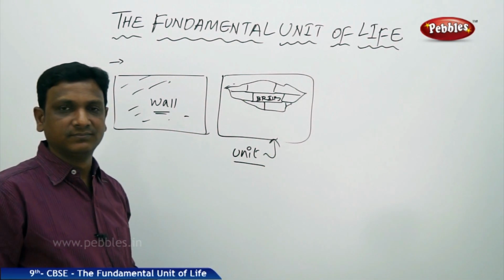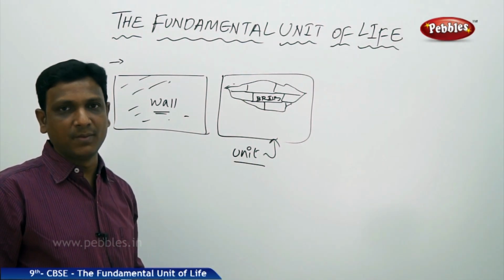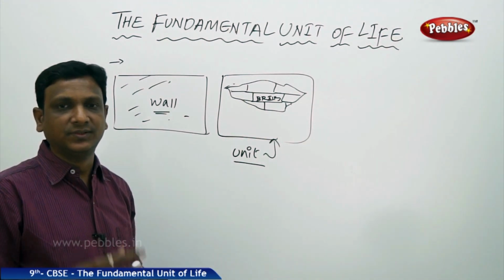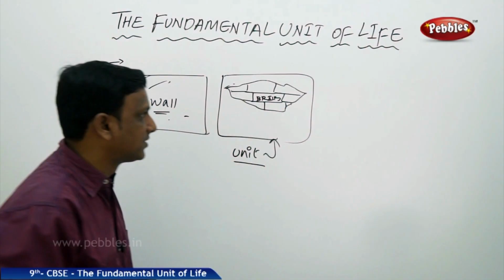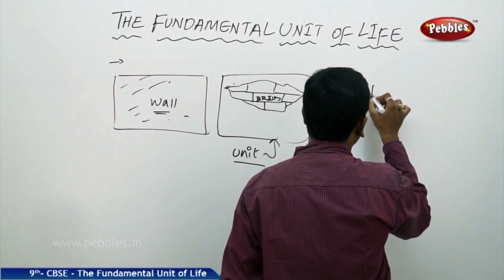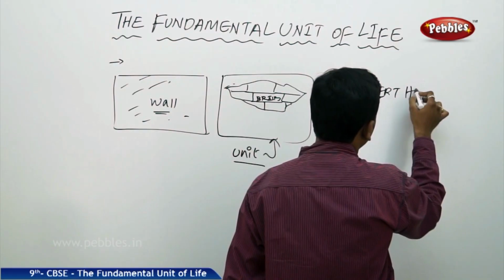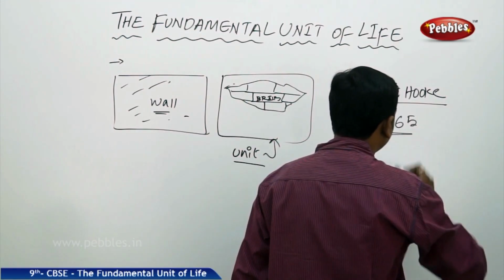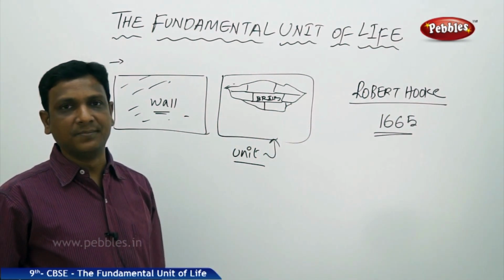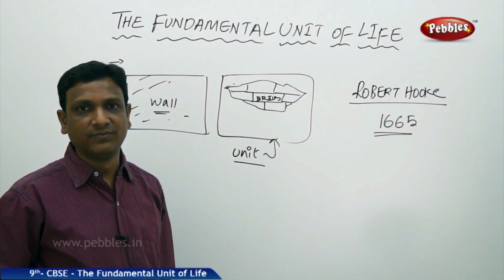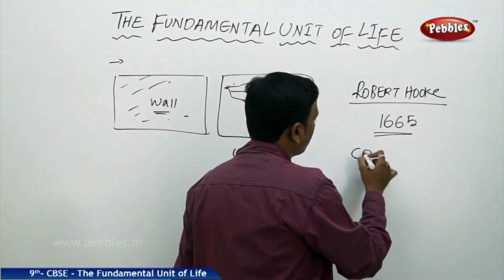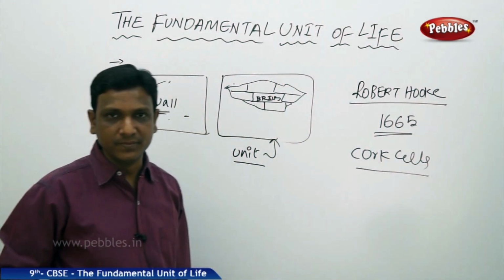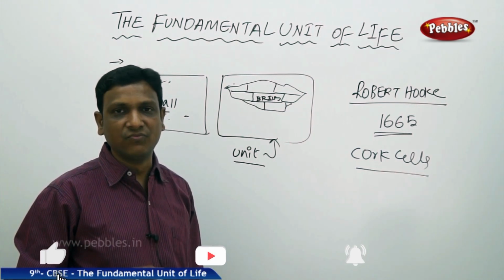In a similar fashion, the living things are also made up of some basic units, fundamental units. So this thing was observed by a person called Robert Hooke. In the year 1665, Robert Hooke observed the section of dead cork cells. Cork cells. So cork is nothing but wood, the dead cells, dried up wood.